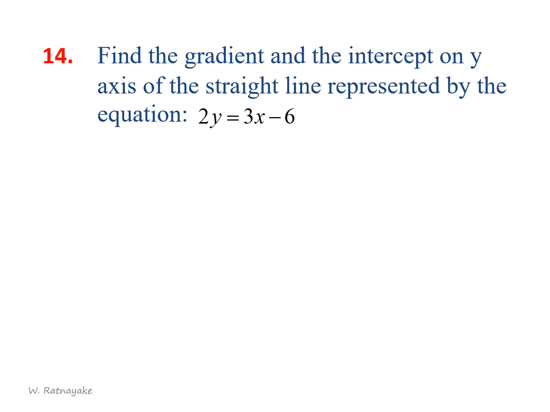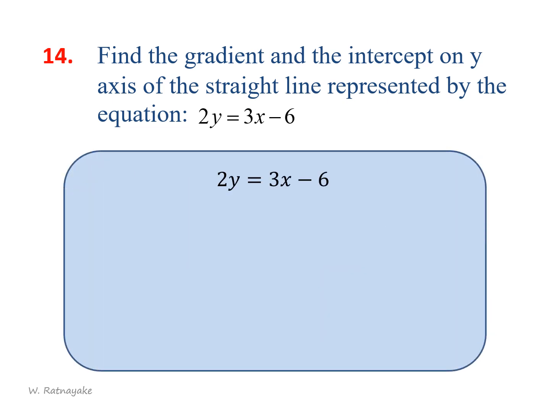The standard form of the equation of a straight line is y equals mx plus c. So we can convert the given equation into the standard form by dividing all terms of the equation by 2. Then 2y divided by 2 is y, 3x divided by 2 is 3 upon 2 x, minus 6 divided by 2 is 3. So this is in the form y equals mx plus c.